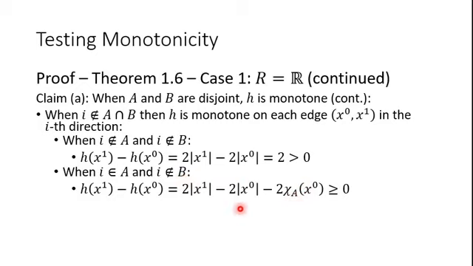Still, in this case we also have once again that it is larger than or equal to 0, simply because this can be either minus 1 or 1. If it is minus 1, this is 2, and we have 2 minus 2, and that's 0. And if this is 1, this is plus 2, and of course it can only be larger.